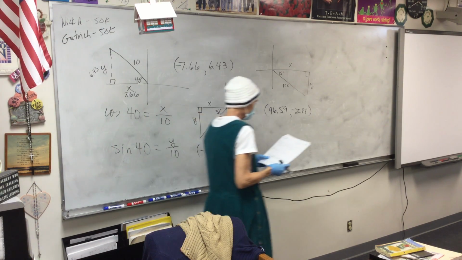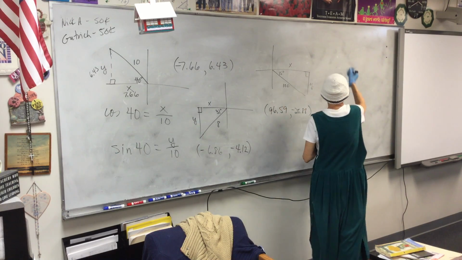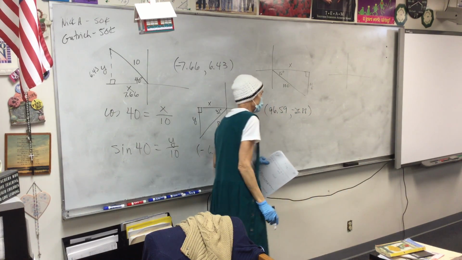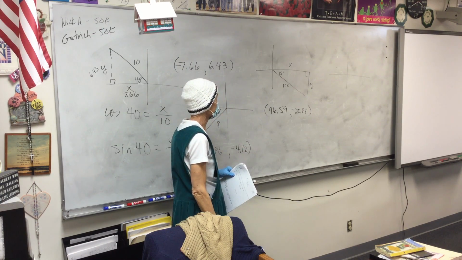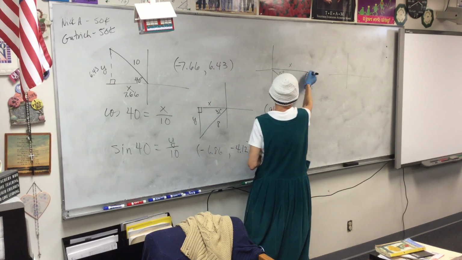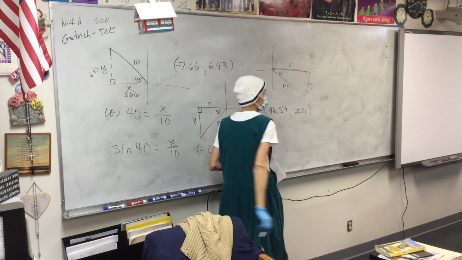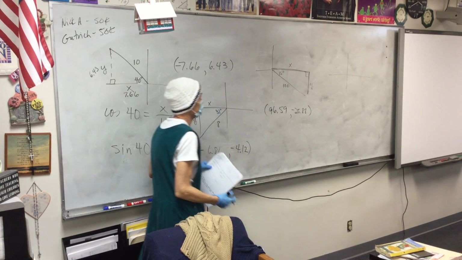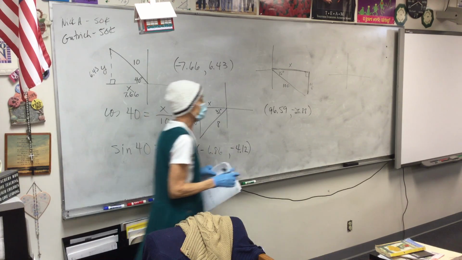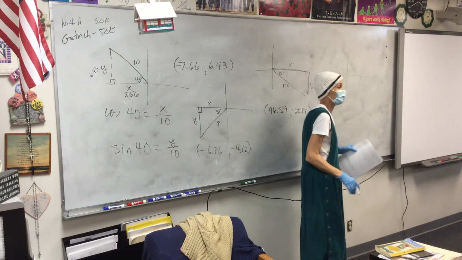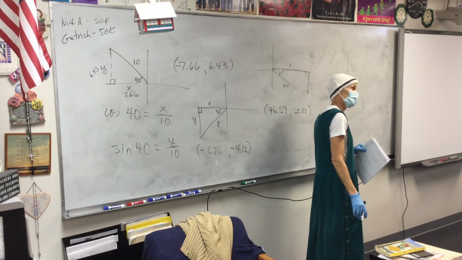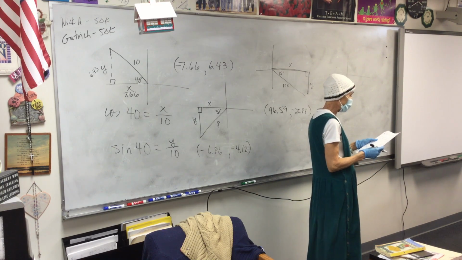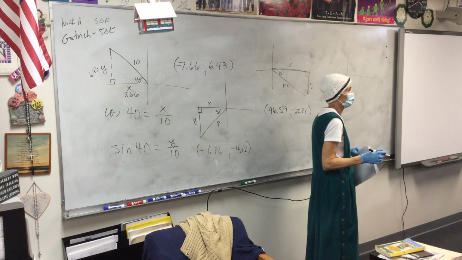All right. Part seven. X will always be the adjacent side, and Y will always be the opposite side. All right, so now we're on to part seven. We have two more parts to go. Let's stay focused. Find the magnitude and direction angle.